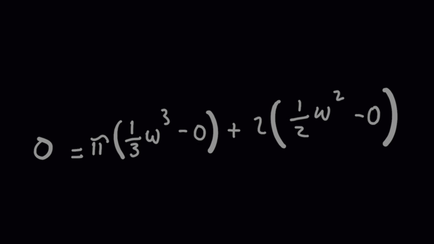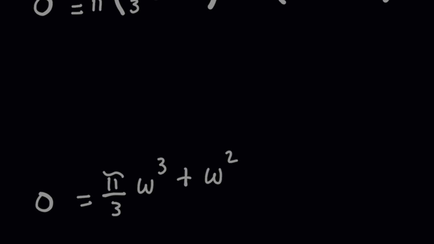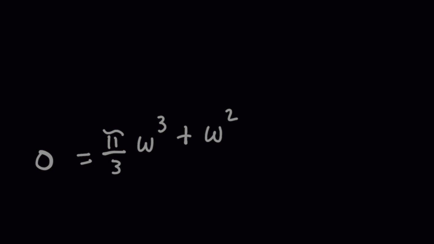So now when you simplify this further, we now have this new expression of 0 equals pi over 3 w cubed plus w squared. And so looking at this, one answer is obvious. And if you see it, let me know below.